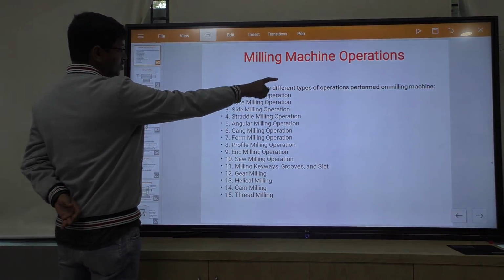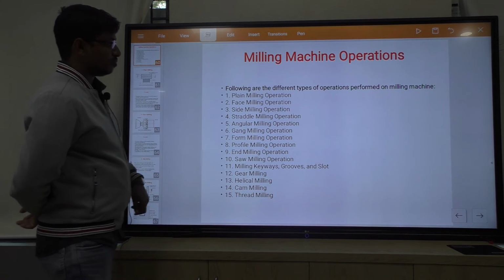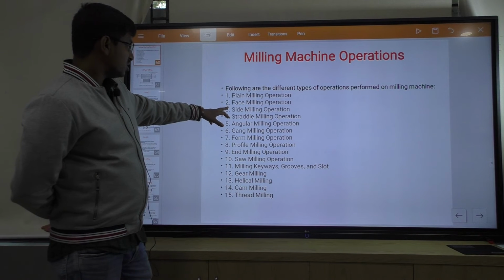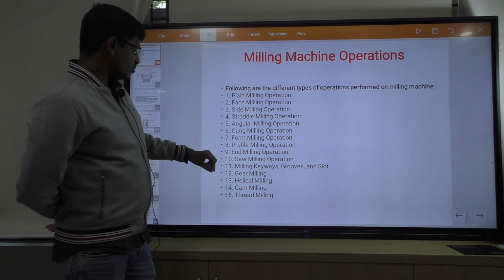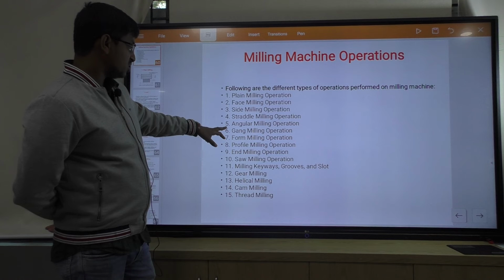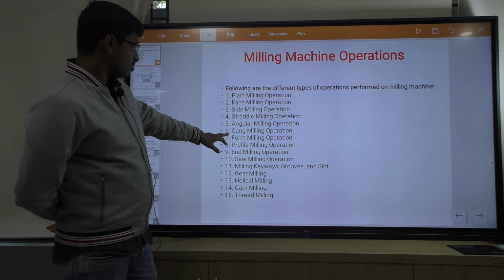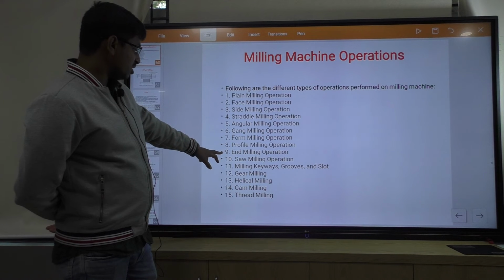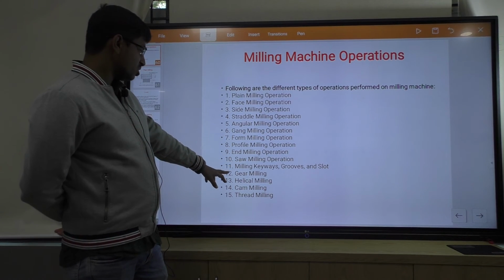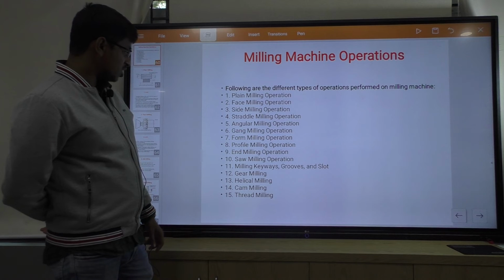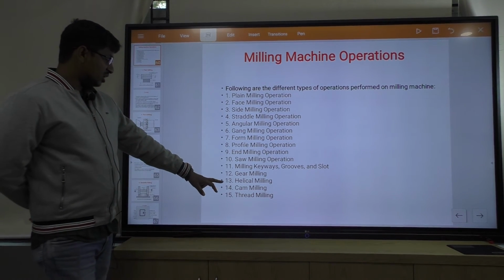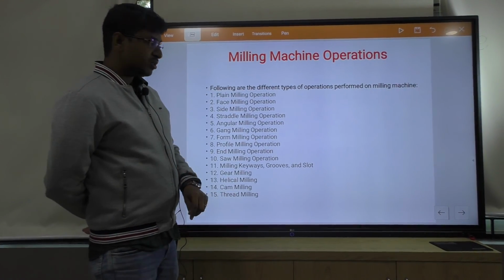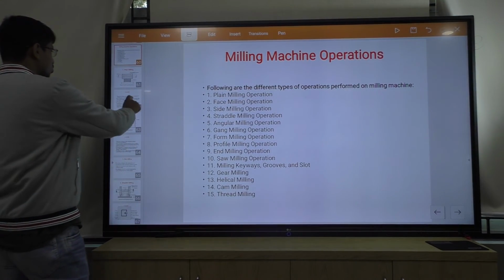First is milling machine operations. Following are the different types of operations performed on milling machines: plain milling, face milling, side milling, straddle milling, angular milling, gang milling, form milling, profile milling, end milling, saw milling, milling of keyways, grooves and slots, gear milling, helical milling, cam milling and thread milling. Today we will discuss all these milling operations, one by one.